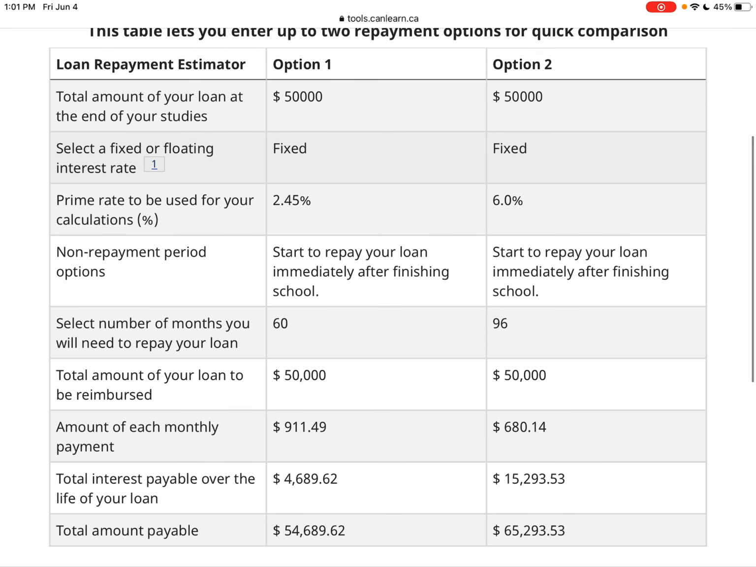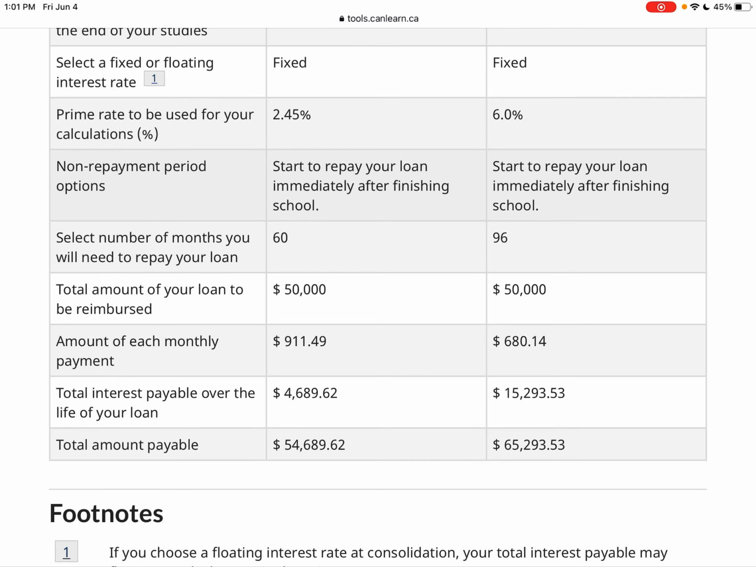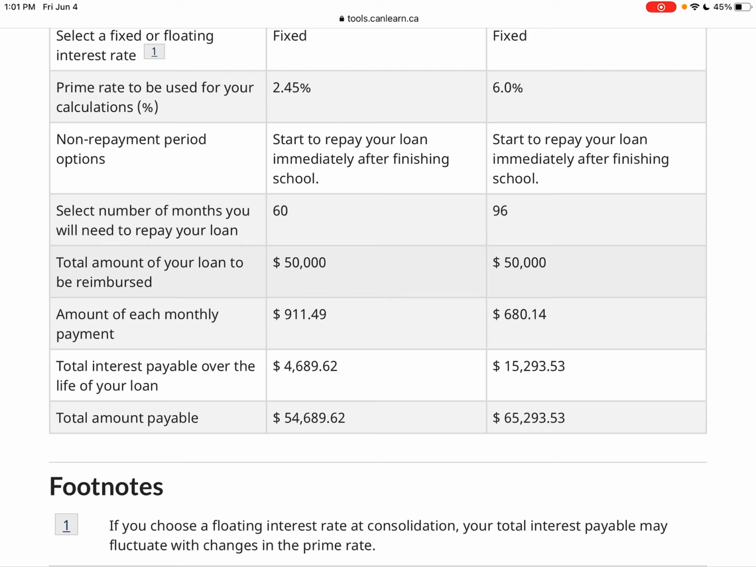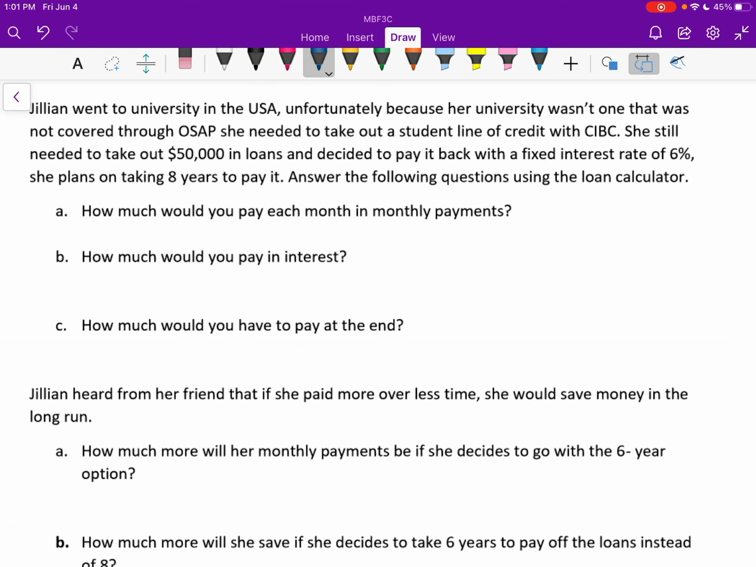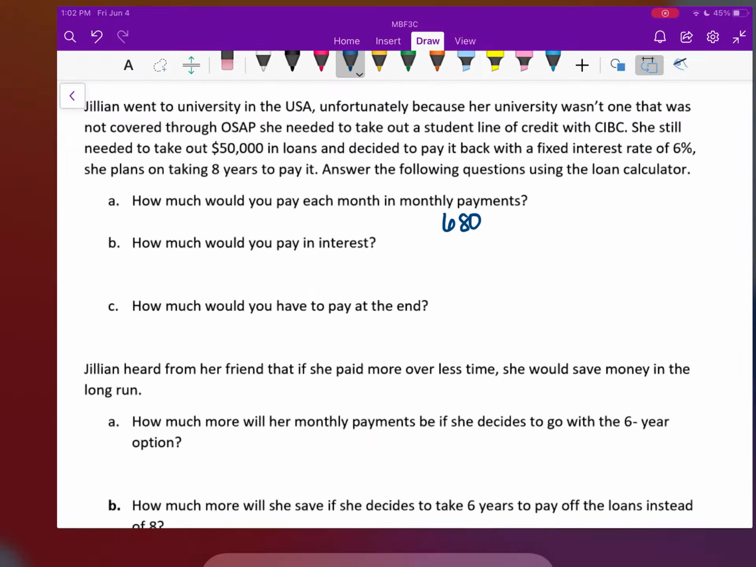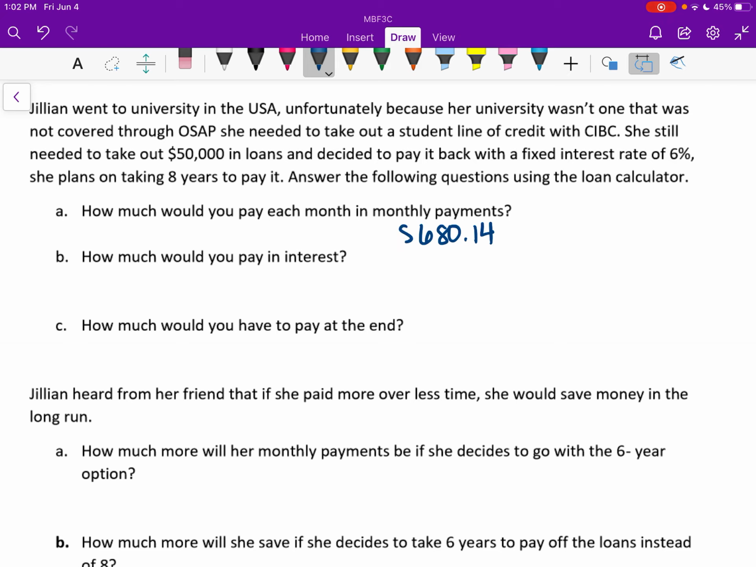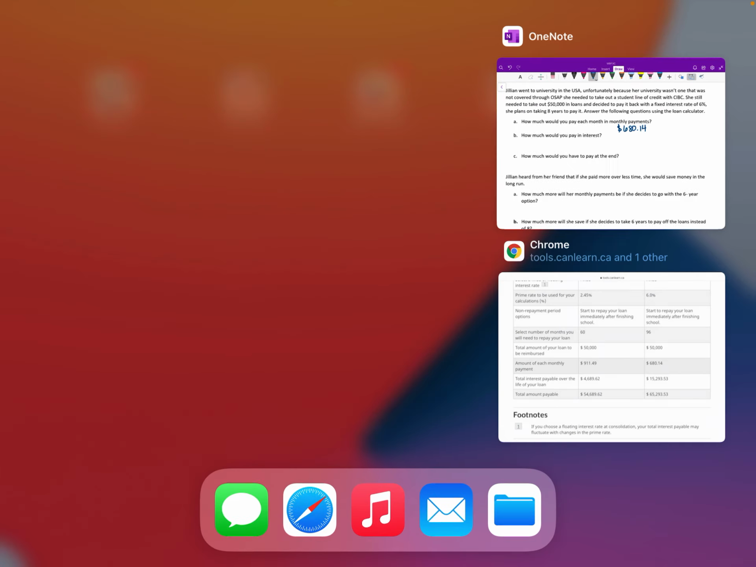So now our option 1 is still our original 2.5%. Now we're going to move on to option 2, which is our $50,000 fixed at 6%. She increased her loan term, right? She still owes the same amount of money, but now her monthly payments have gone down if she takes longer to pay it off. So it'll be $680, right? So her monthly payments for her new loan will be $680.14. And let's see how much you'll pay in interest.